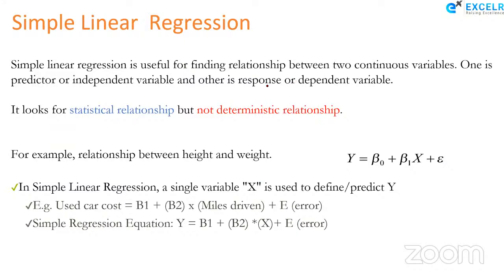So simple linear regression is useful for finding a relationship between two continuous variables. One is called the predictor or the independent variable or the X variable, or you can also call it the input variable. And the other is your response variable or dependent variable. You can also simply call it the Y variable. Our goal is to establish a relationship between these two variables, X and Y.